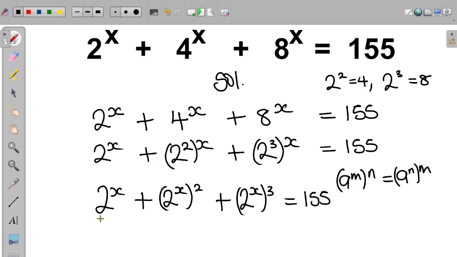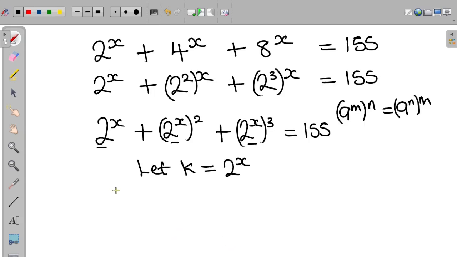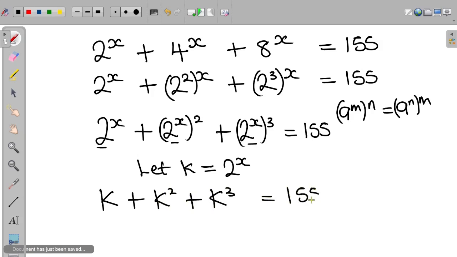Now at this point, we have 2 to the power of x, 2 to the power of x, and 2 to the power of x. So we make some simple substitution. So let k be equal to 2 to the power of x. So the equation in terms of k becomes k plus k squared plus k cubed equal to 155.